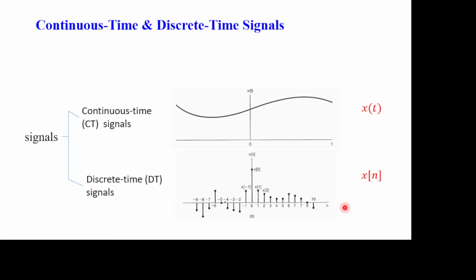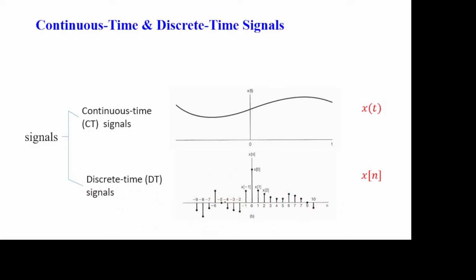And with discrete time, time is discrete, and we take the convention that we take time only at the integer values. So you see the times are only 0, 1, 2, 3, 4, 5, and -1, -2, -3, -4, -5.